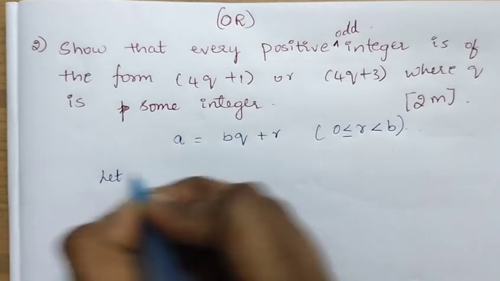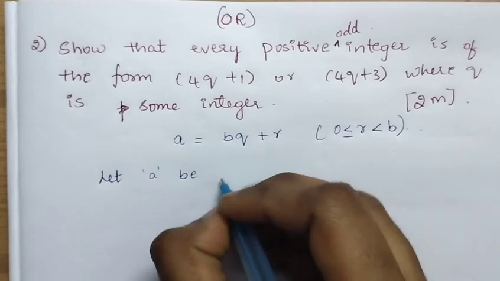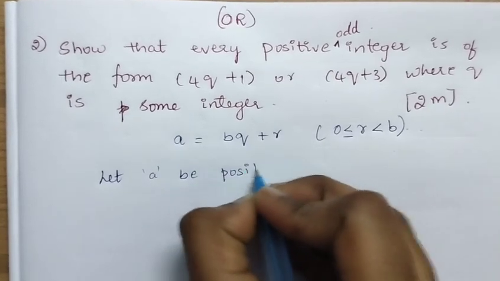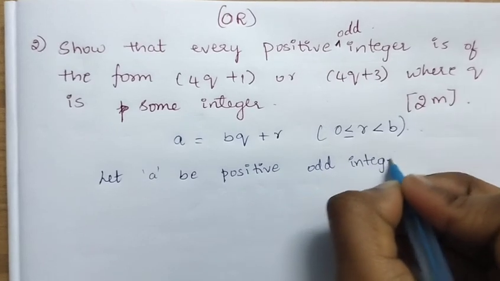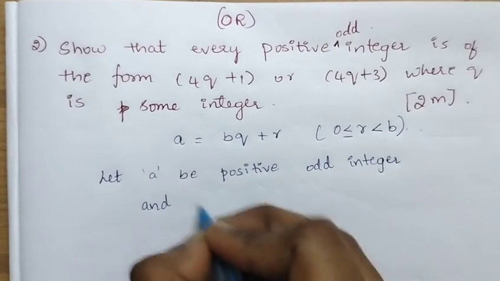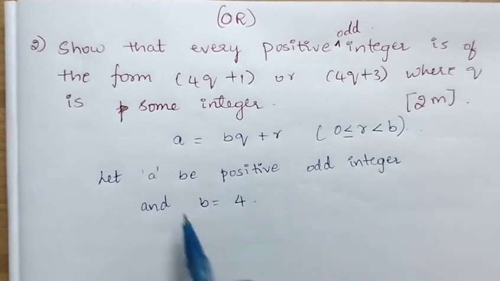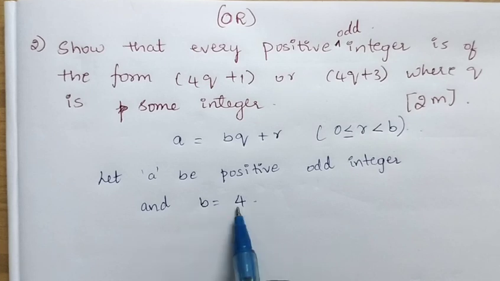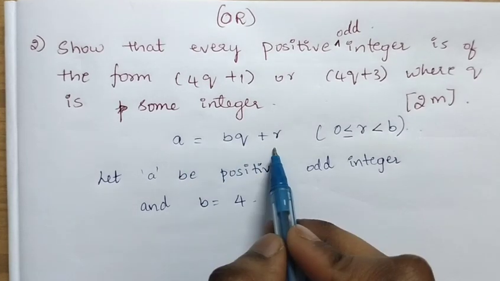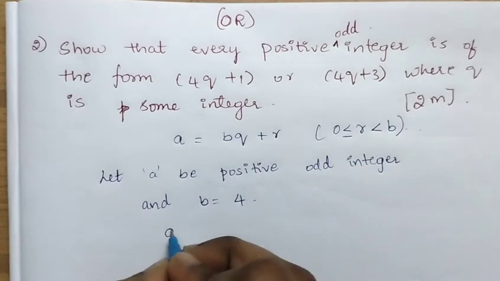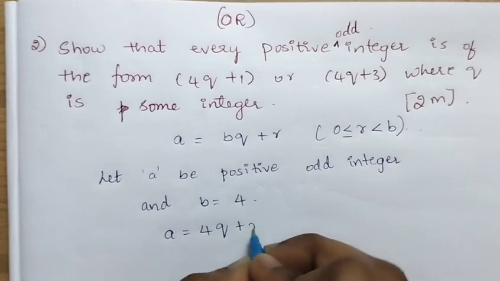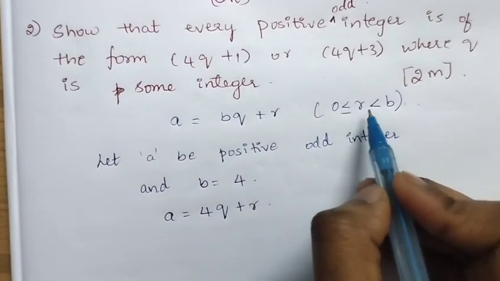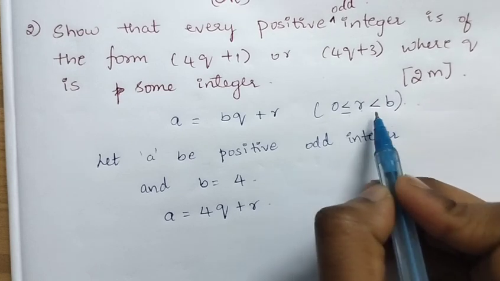Now let a be a positive odd integer and b is equal to 4. Let us take a as the positive odd integer and the value of b is equal to 4. So if we apply this in the general equation, it becomes a is equal to 4 into q plus r. But we know that r is greater than or equal to 0 but less than b.